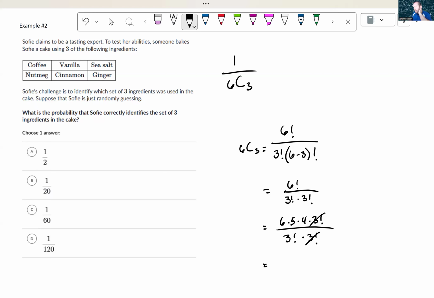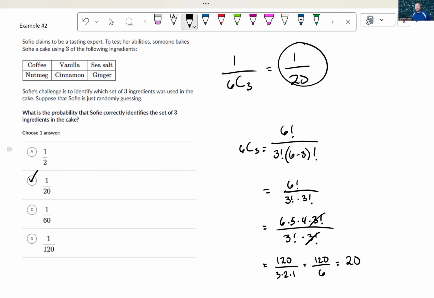That's 20 times 6, which is 120 over 3 times 2 times 1. That's 120 over 6. And it looks like 120 over 6 is equal to 20. So now we know this is 1 over 20.